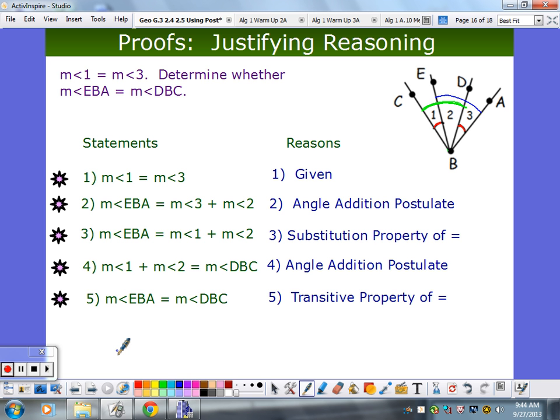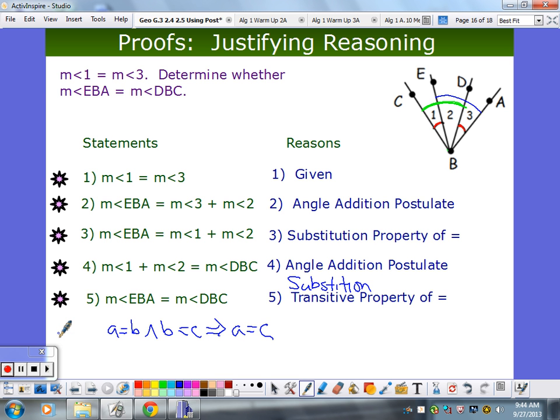Would it have been wrong to say the substitution property? No. So if you think about what transitive is, it kind of is the substitution property, isn't it? You have A equals B, and B equals C, then A equals C. Is that kind of substitution? Yeah. So either one works.